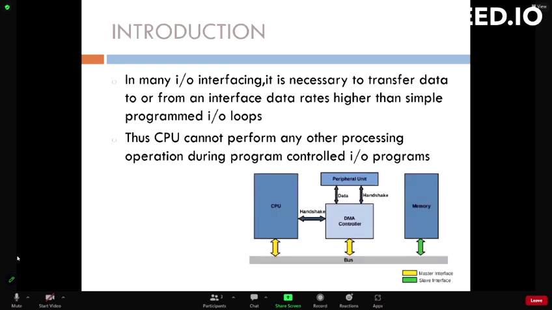So, introduction. In many input and output interfaces, it is necessary to transfer data from an interface at a higher rate than simple program I/O loops. The CPU cannot perform other operations during the program controlled I/O programs. That's why direct memory access is important.